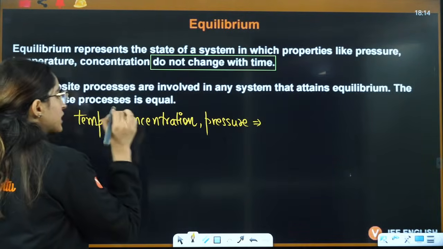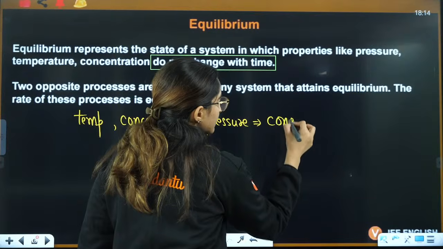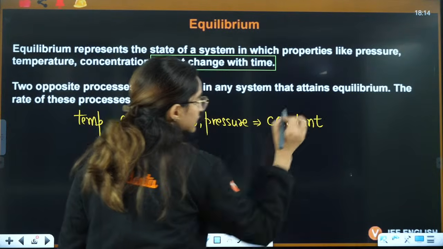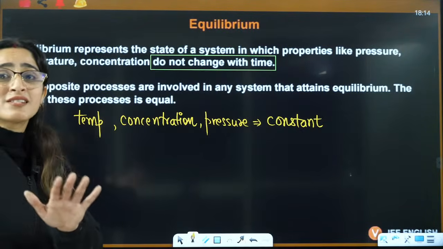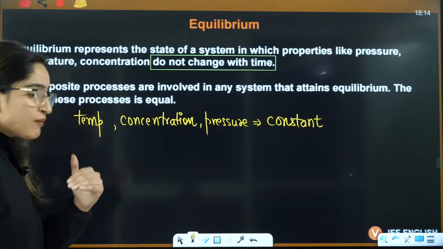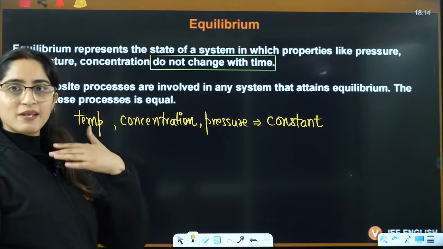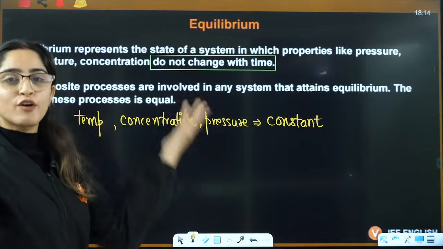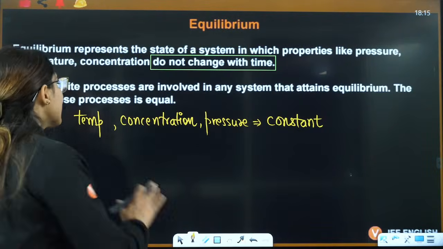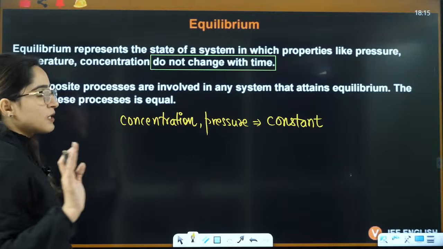They do not change, that means they are constant, right? I am not saying it should be same. I am not showing, obviously temperature will be same in forward and backward. Temperature of the atmosphere is one only, right? That's why I'll be writing concentration and pressure here.